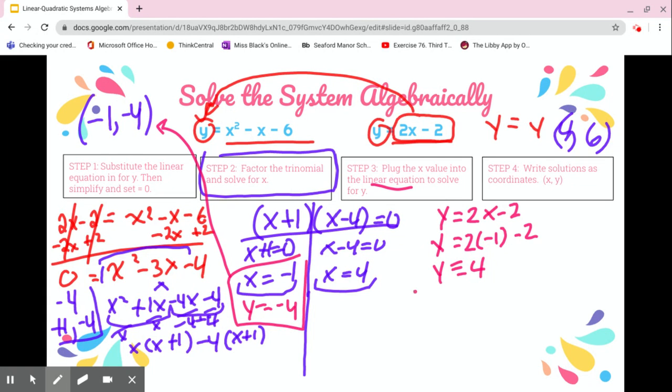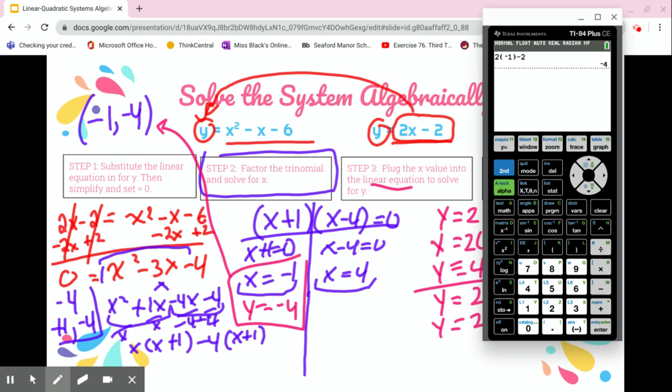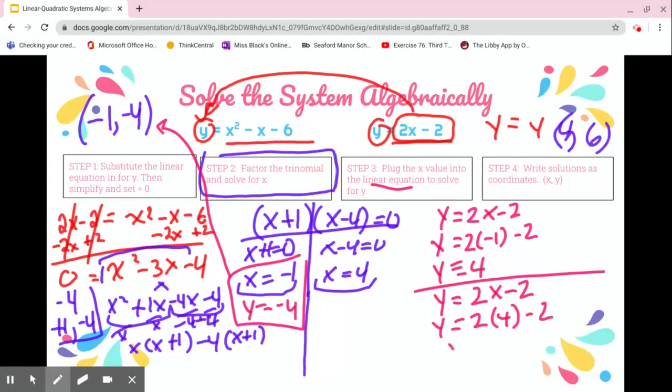And then we're now going to plug in 4 for x. So we have y equals 2x minus 2. Y equals 2 times 4 minus 2. And we should get 6. So I'm going to pull up my calculator. We have 2 times 4 minus 2. I get 6. And you're going to write it as y equals 6.